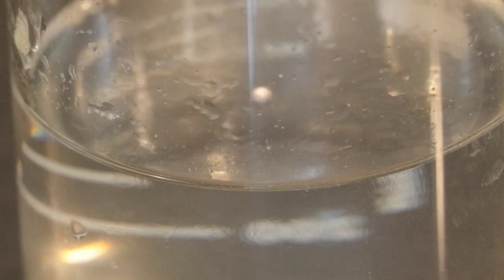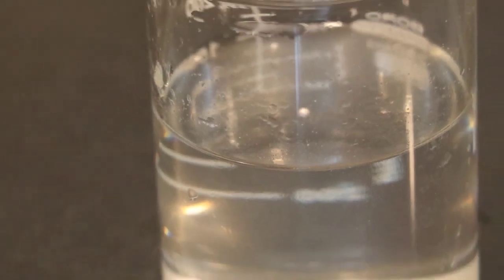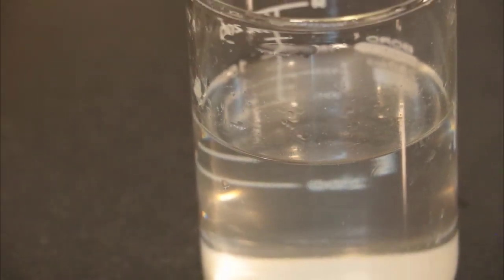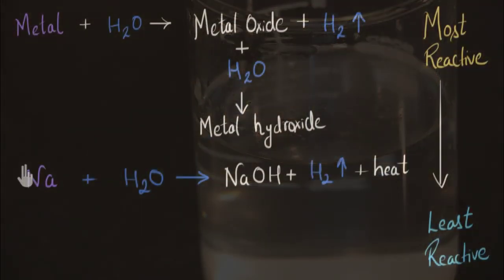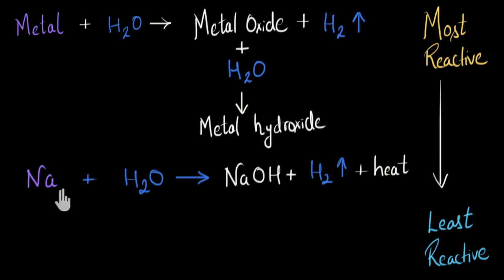Along with this, we are also getting a lot of heat being evolved, and this heat is so much that it can even burn the hydrogen gas being released. So be very careful around this particular experiment. This can be very explosive, okay? Now you might notice one more thing. How quickly did the sodium metal get finished off? That's happening because sodium reacts very violently, very quickly with water and gets converted into sodium hydroxide, which is now dissolved in this water.